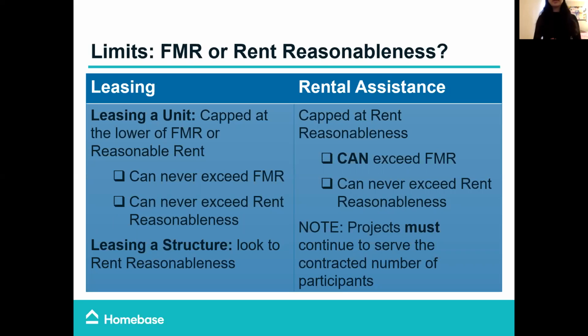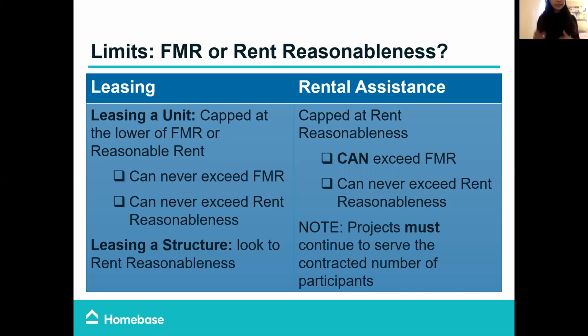I want to reiterate that this waiver is time limited. So if you're referencing this recording at a later point, you want to check when the execution of the lease was to confirm whether this might be applicable to you or not. Moving on to leasing a structure, you're capped at rent reasonableness. For rental assistance, you can exceed FMR, but you're capped at rent reasonableness.